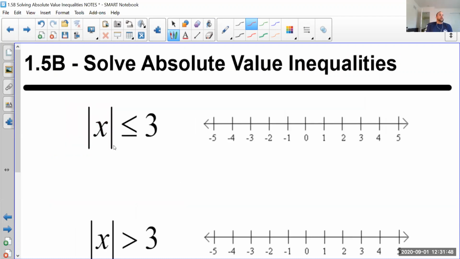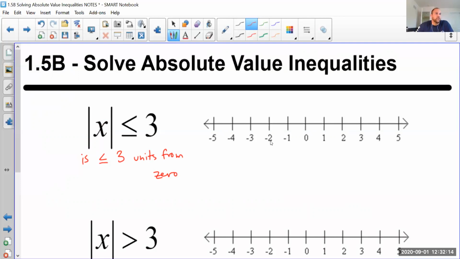So it says the absolute value of x is less than or equal to 3. And so again, what this is saying is x is less than or equal to 3 units from 0. Okay, so it means the same thing. Absolute value is still telling us the same thing.